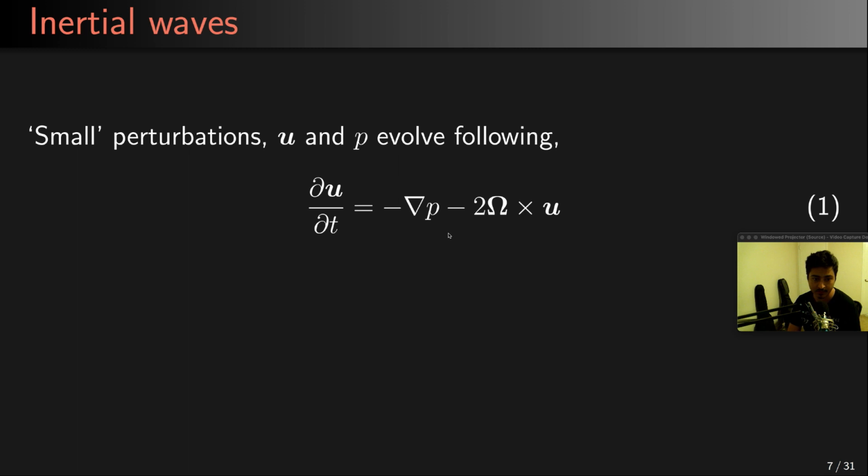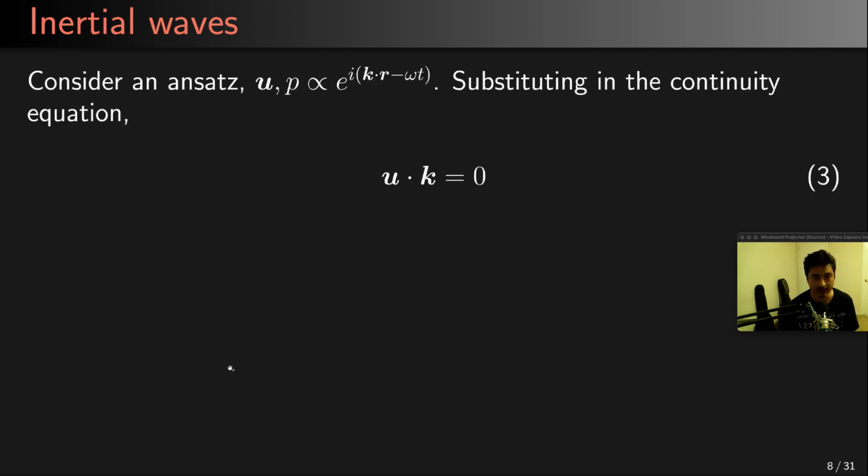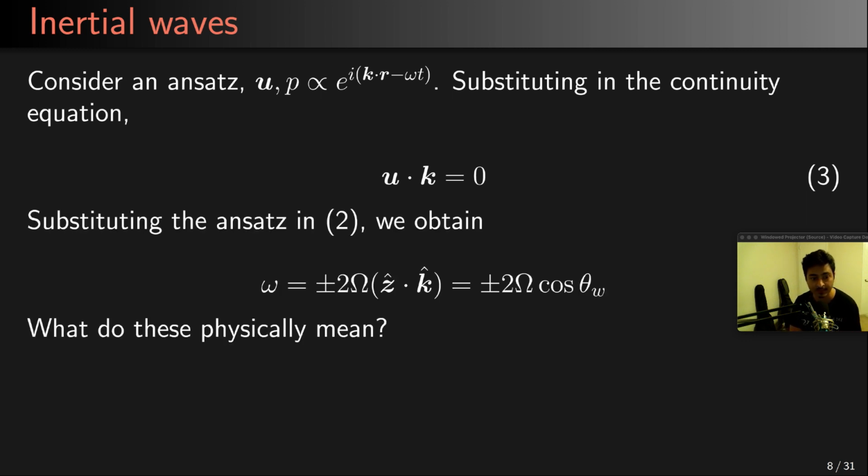So here we have gotten rid of the nonlinear term and gotten rid of the viscosity, and that's the equation you get. Performing a bit of algebra gives you the wave equation from it, and you can substitute wave-like solutions. If you substitute this wave-like solution in the continuity equation first, you obtain this result, which simply says that the velocity and wave vector are perpendicular to each other, so they are transverse waves.